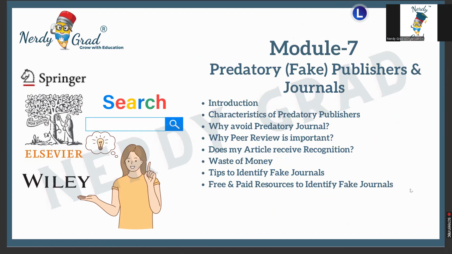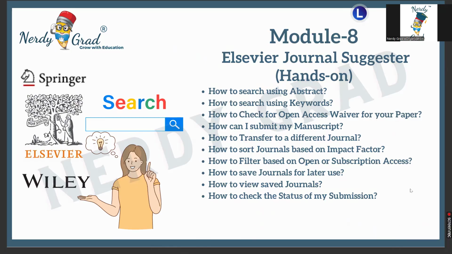Module 7 talks about predatory or fake publishers and journals, which has the following subheadings: introduction, characteristics of predatory publishers, why avoid predatory journals, why peer review is important, does my article receive recognition, waste of money, tips to identify fake journals, and free and paid resources to identify fake journals.